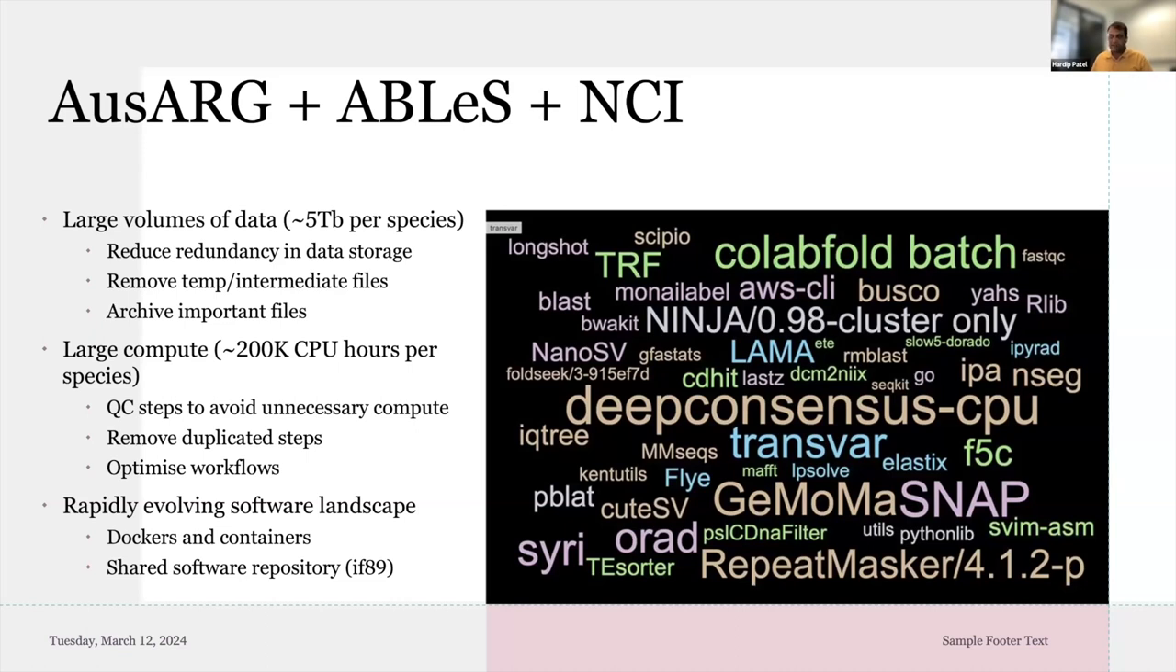And of course, we actively contribute to the shared software repository, and these are all the various software that we have installed or manage at various levels, and these are available for the entire research community. So that's my quick update on what we do, and I'll hand it over to Chelsea now.